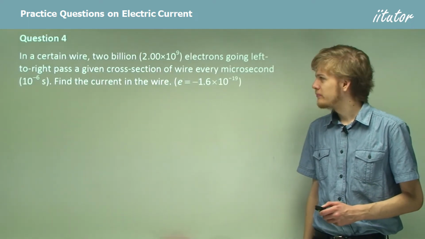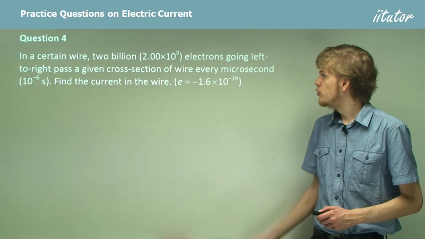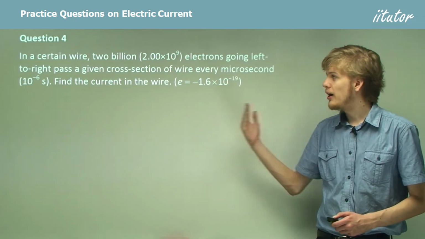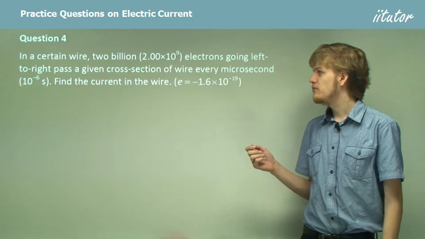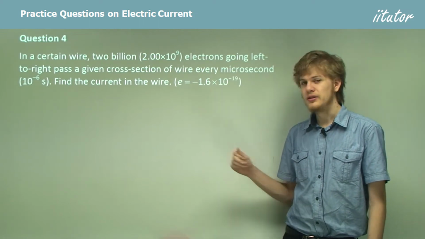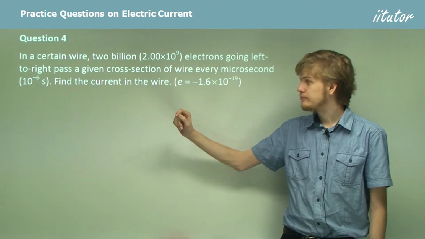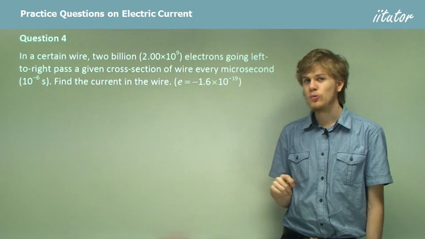Question 4. In a certain wire, 2 billion electrons going left to right pass a given cross-section of wire every microsecond. That is, every 10 to the minus 6 seconds. Find the current in the wire.